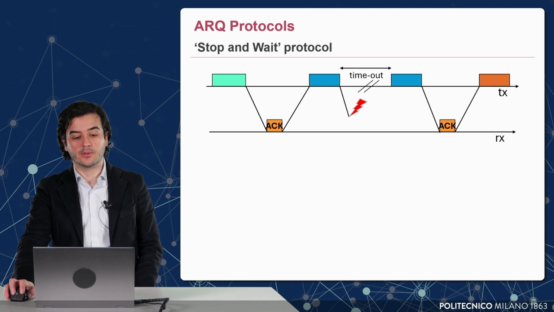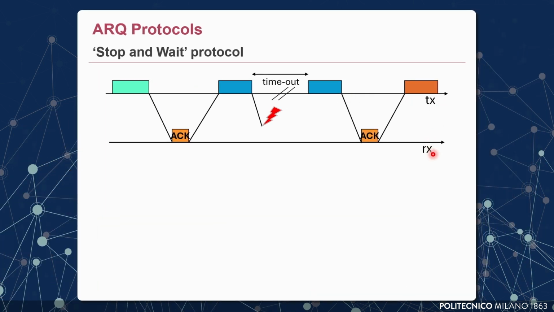Let's look at an example. Here we see a transmitter and a receiver. We have packet number 1, which is sent from the TX towards RX. Once the packet has been successfully received, the receiver RX will send an acknowledgement message towards the transmitter TX. Only once the transmitter has received the acknowledgement, it may proceed with the transmission of the second packet.